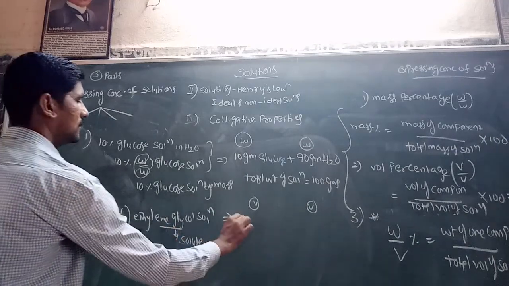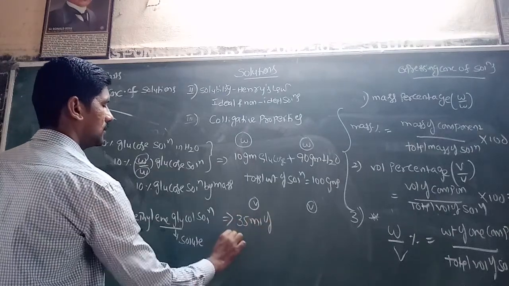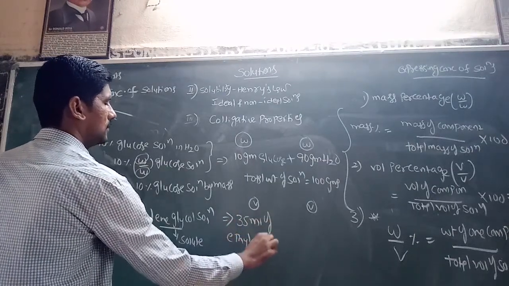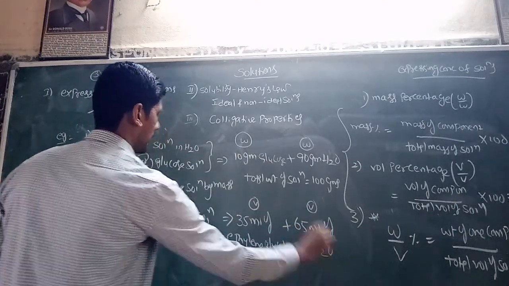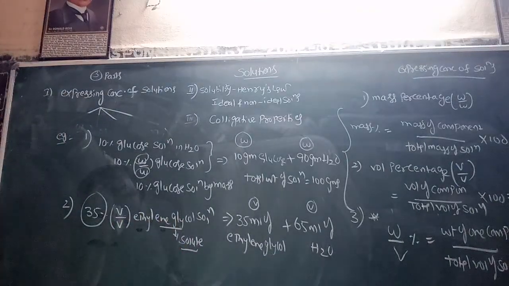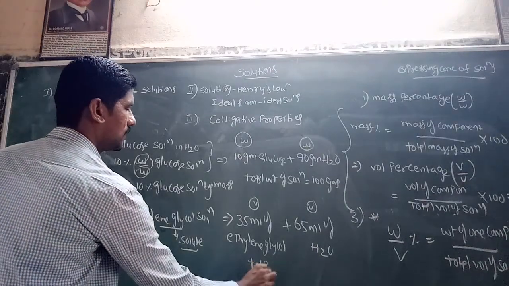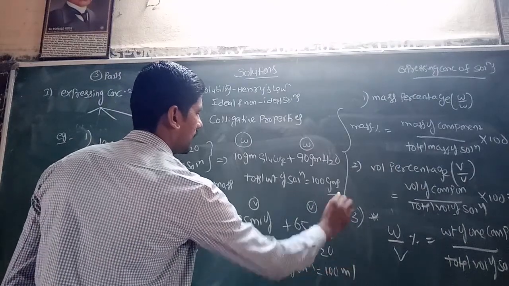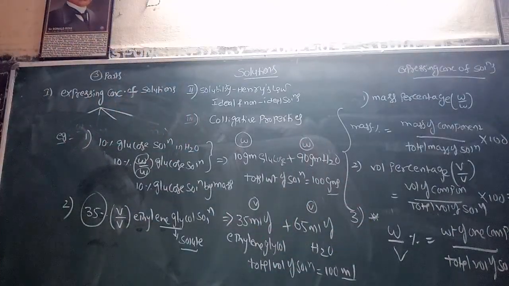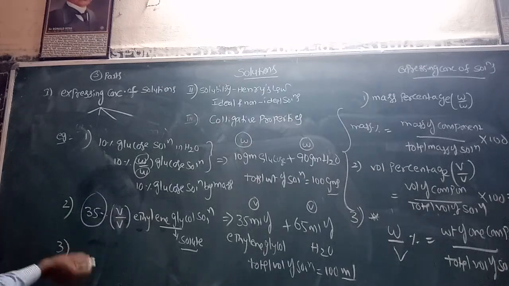35% means that 35 mL of ethylene glycol is dissolved in 65 mL of water. The total volume of solution is 100 mL. So both solute and solvent are expressed in volumes, because it is expressed in terms of volume percentage, volume by volume.